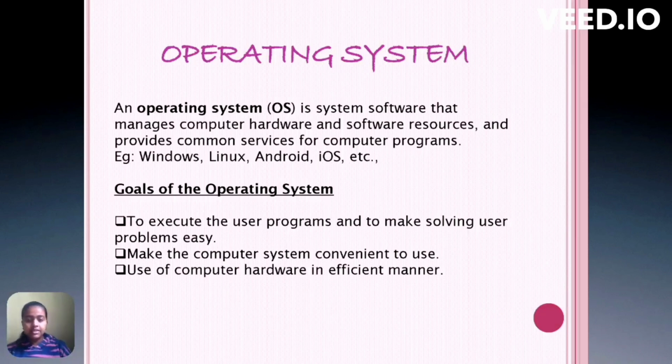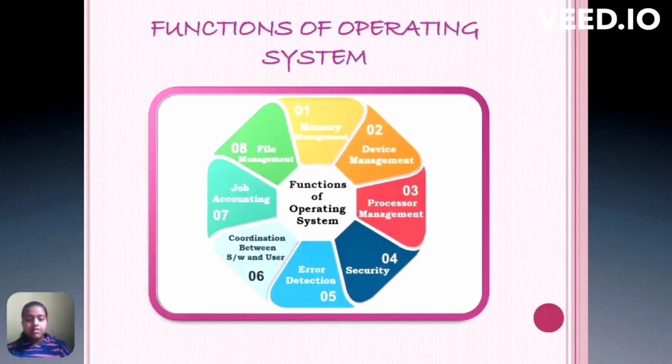Goals of the operating system: to execute the user programs and to make solving user problems easy, make the computer system convenient to use by all the users, use of computer hardware in an efficient manner. Functions of an operating system: memory management, device management, processor management, security, error detection, coordination between software and user, job accounting, file management, input output management, etc.